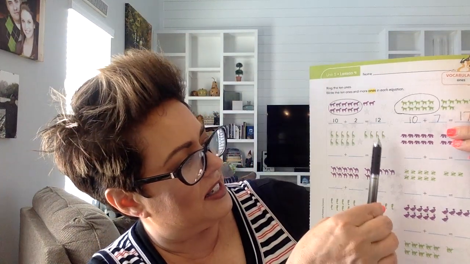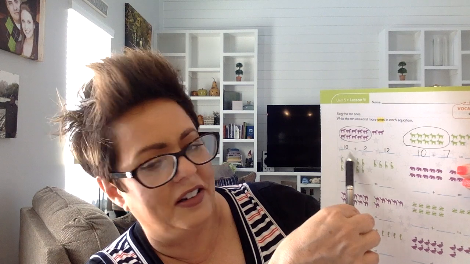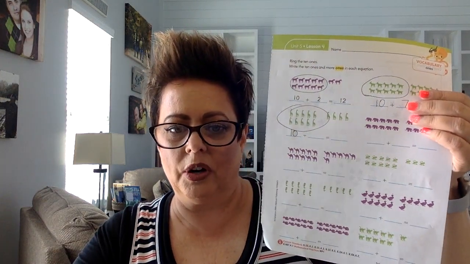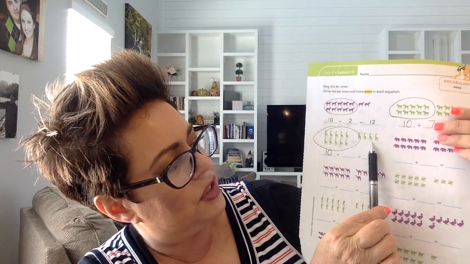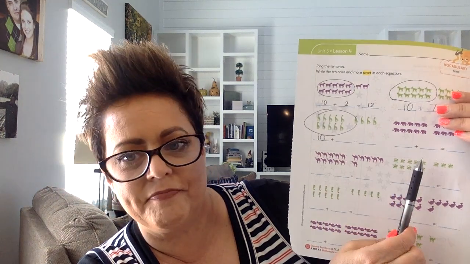Okay, I'm going to do one more with you, and then you get to do the rest by yourself. Next, I see some giraffes. What am I going to do with my 10 group right here? I'm going to circle it. And I'm going to write the number 10 because I know I'm going to show 10 plus some more ones. How many giraffes do I see right here? I see 4. 10 plus 4 equals how many altogether?